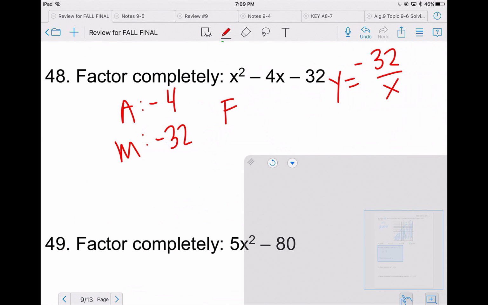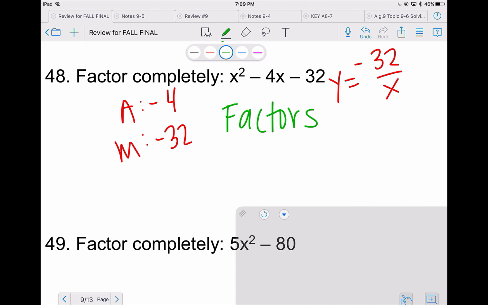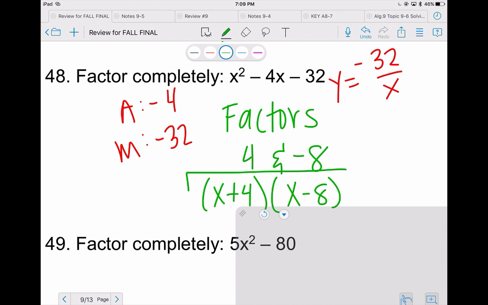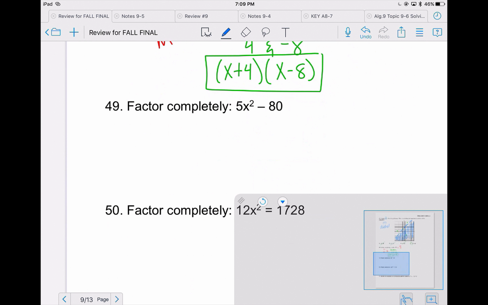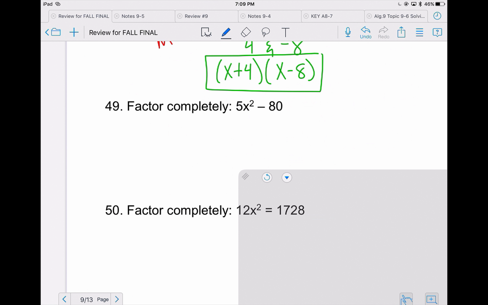So my factors from the calculator are 4 and negative 8. I put them in with x, and I don't do anything else. X plus 4, x minus 8, and that is it. I write my factors exactly like I see them.